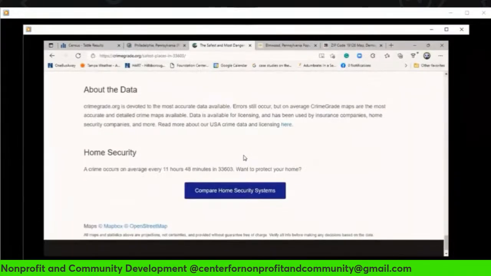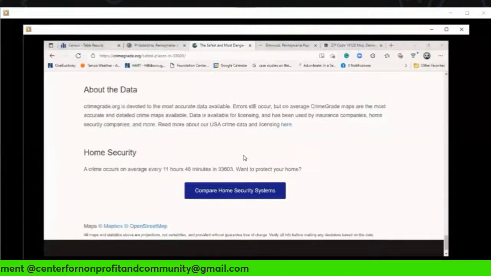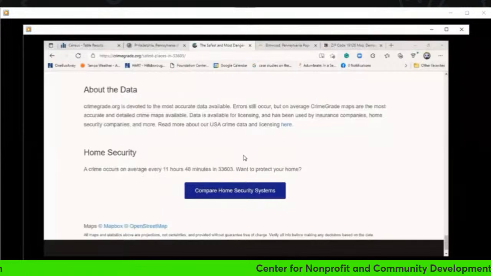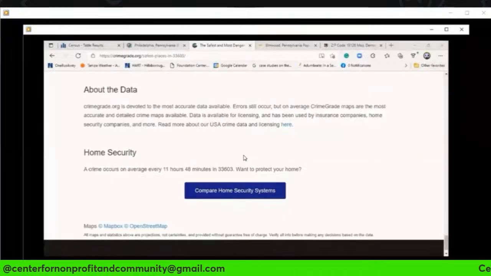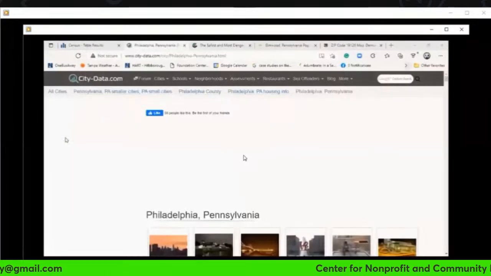Now let's go to the next site. As you can see, this is going to be a treasure of sites where you can gather that quantitative demographic information that you're going to need to make an argument in your needs statement. So let's go to the next site.